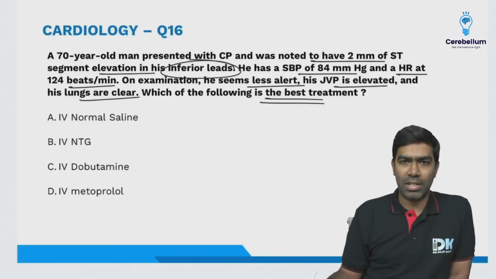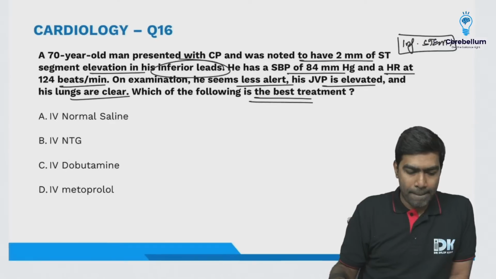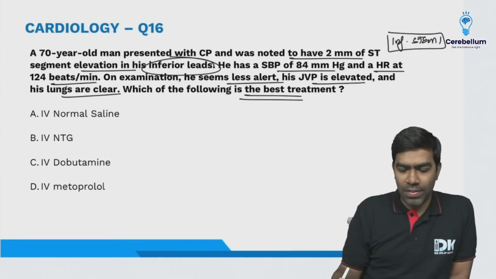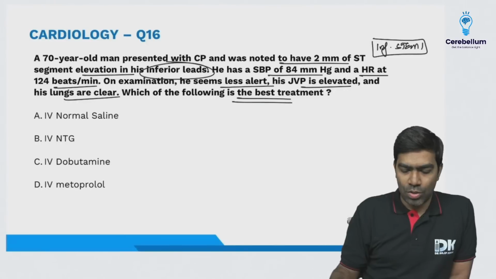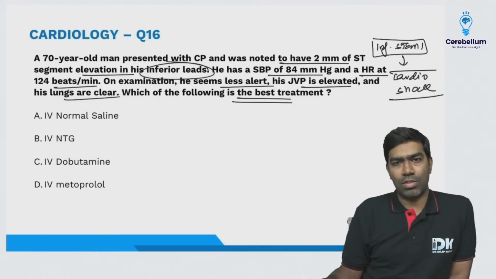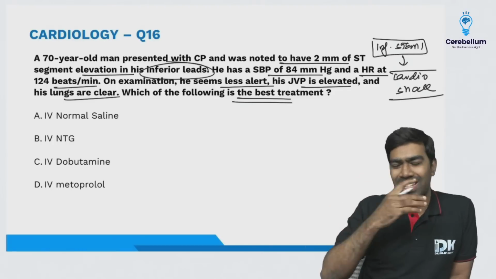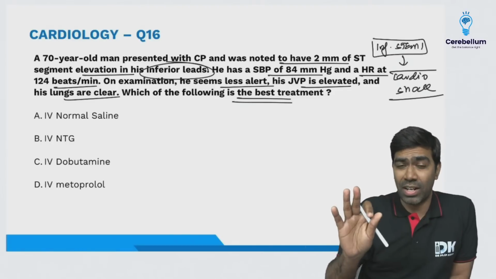First of all, this patient is having STEMI, an inferior STEMI. This class will be available, don't worry. So, inferior STEMI, and this patient is presenting with cardiogenic shock. So, what are you going to do? Inferior STEMI with cardiogenic shock, there is a high possibility of the patient having a right ventricular MI.